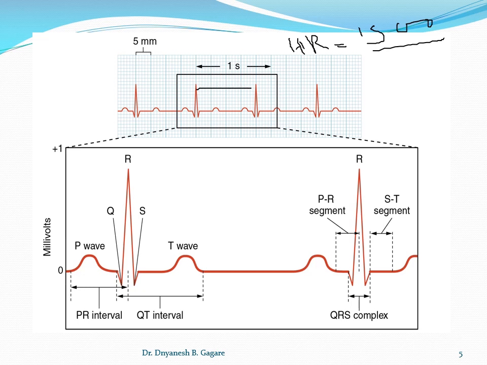You just count it and calculate it. For example, it is 5, 5, 5, 5, 20, it is 20. So whatever the calculation comes to, that will be the heart rate per minute. Okay, so in this way you can calculate heart rate.